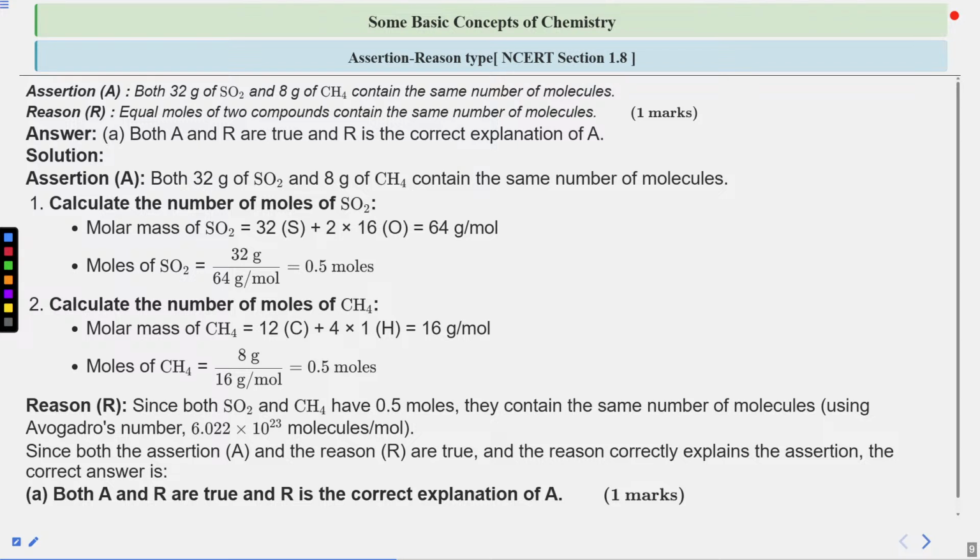Again, you will only get marks if you write the correct answer, because it is an MCQ type question. Now in this whole process, if anyone has an issue, they can ask in the chat section. Okay. Now moving on to the next question.